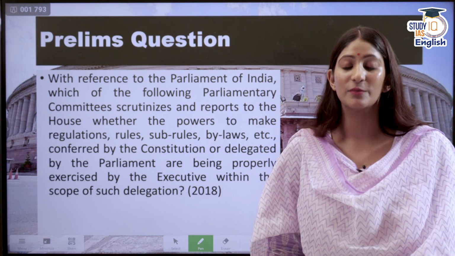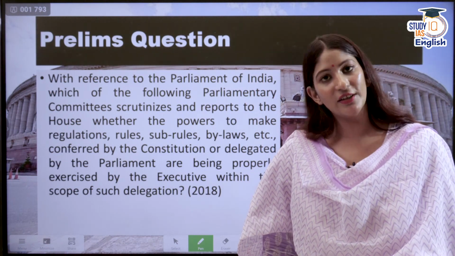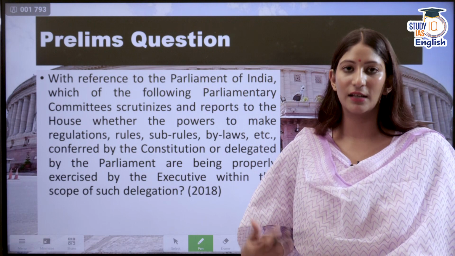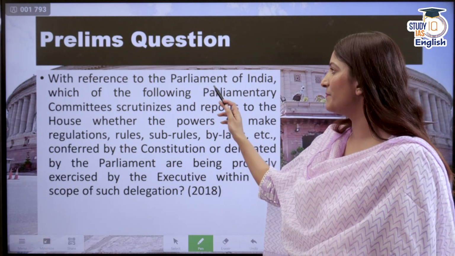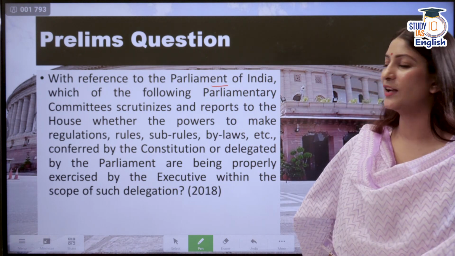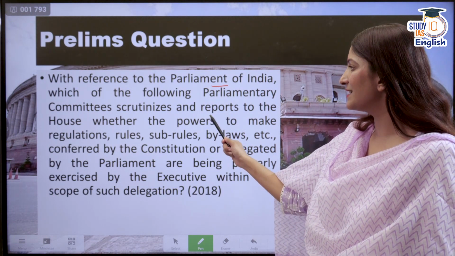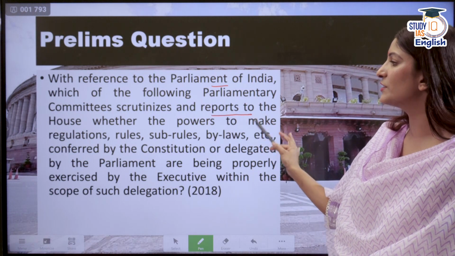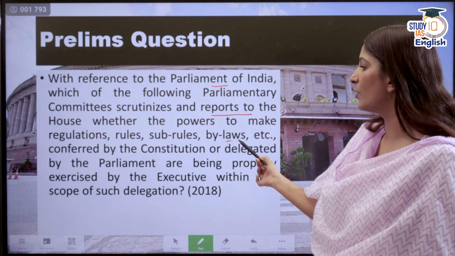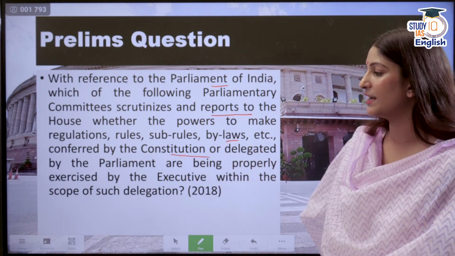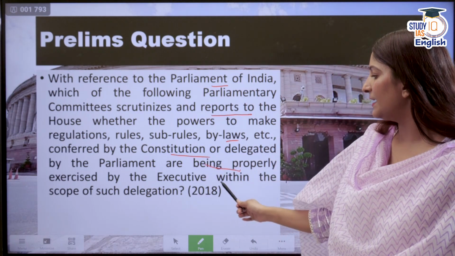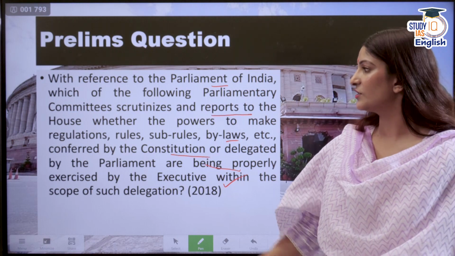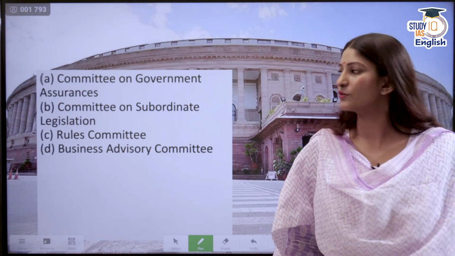And now we have a prelims question for you to solve. Those who answer it correctly will get their names in the next class. I will pronounce the winners. With reference to the Parliament of India, which of the following parliamentary committees scrutinizes and reports to the House whether the powers to make regulations, rules, sub-rules, bylaws, etc. conferred by the Constitution or delegated by the Parliament are being properly exercised by the executive within the scope of such delegation, and the options you have to choose from are these.